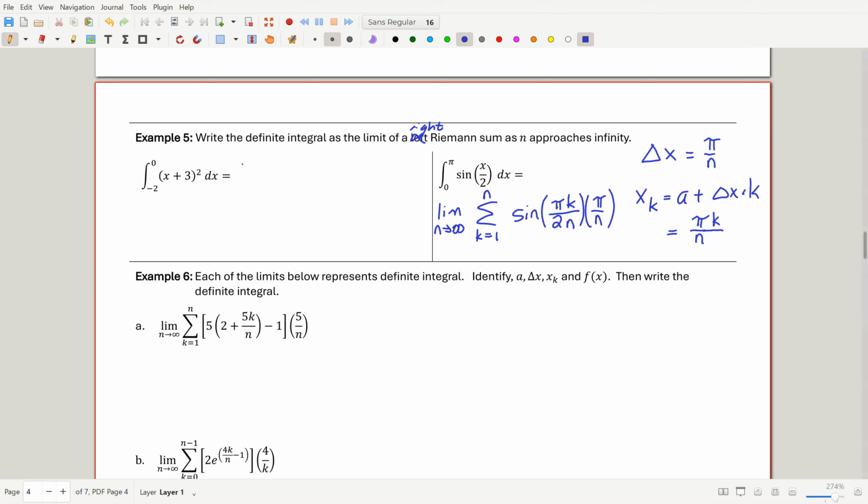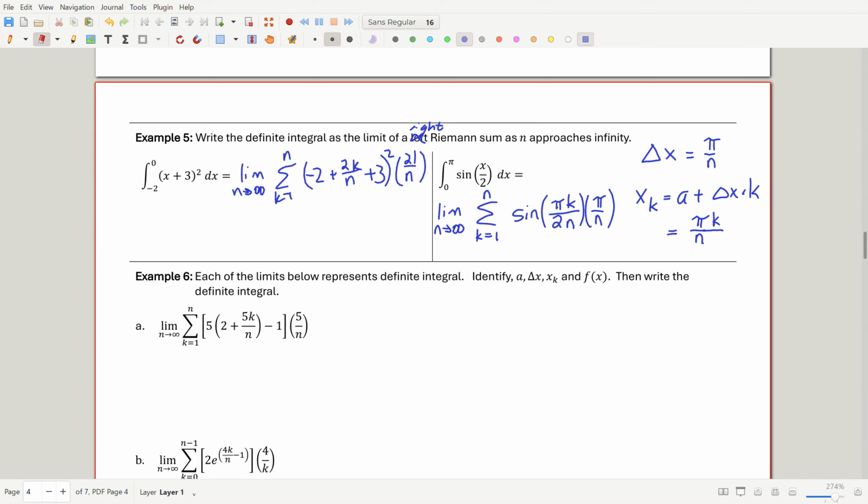What I want to point out in this one, let's take a look. What did we have here? We had limit. I need this up here to compare. Sum k equals 1 to n. We had negative 2 plus 2k over n, plus 3, squared, times 2 over n, no k in the delta x.